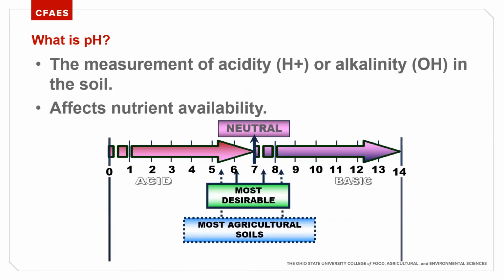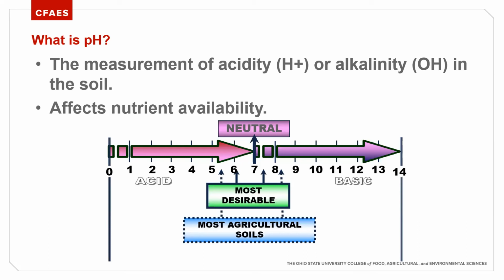Okay. So in a normal pH situation, what are we trying to do here? We're trying to get as neutral as we can. That's 7.0. When we go down to 5, we're down on the acid side. When we're up to 7 or 8, we're on the basic side. Most agricultural soils are going to run between 5.5 and just a little over 8.